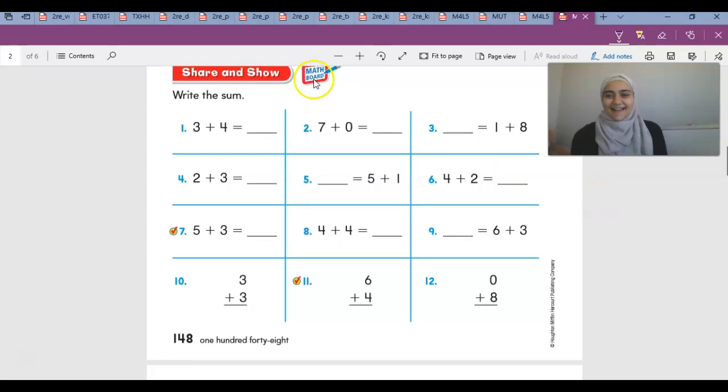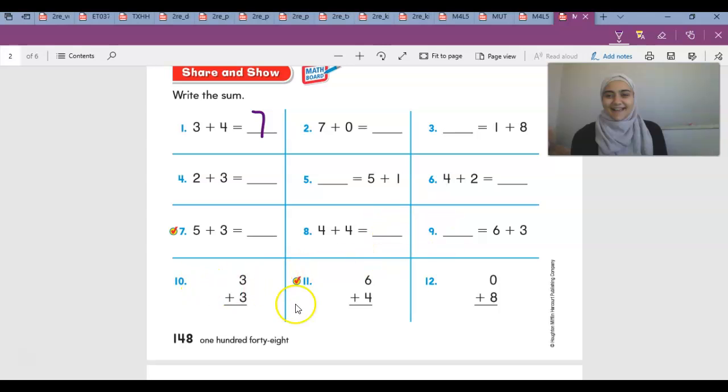You're going to write the sum. What's 3 plus 4? Well, I know 3 plus 3 is 6, very good. And then I know plus 1 more is 7. So 3 plus 4 is 7. Very easy. Okay, so you're going to go ahead and do number 1 through 9 by yourself.